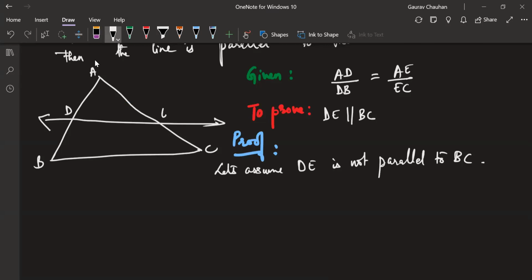DE is not parallel. If DE is not parallel, then there is some other line which is parallel and it is passing through D. Correct? Suppose DE dash here. There will be millions of parallel lines, but we are not talking about that. We are talking about the one passing through D, but it will not pass through E. It will pass somewhere else. That will be parallel because this distance and this distance should be the same if they are parallel, right? We are assuming it is not parallel.